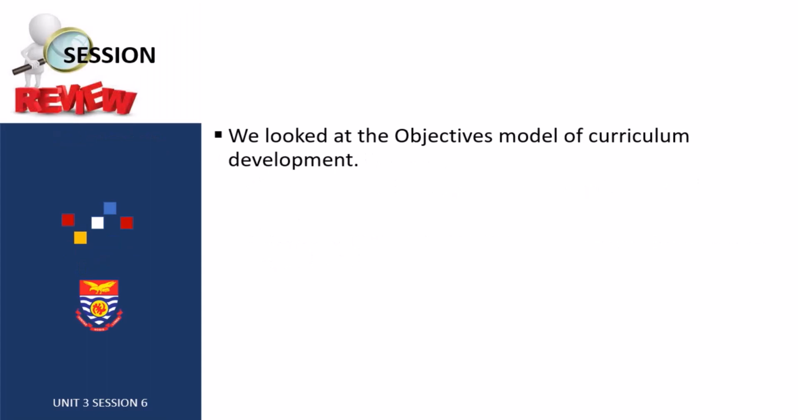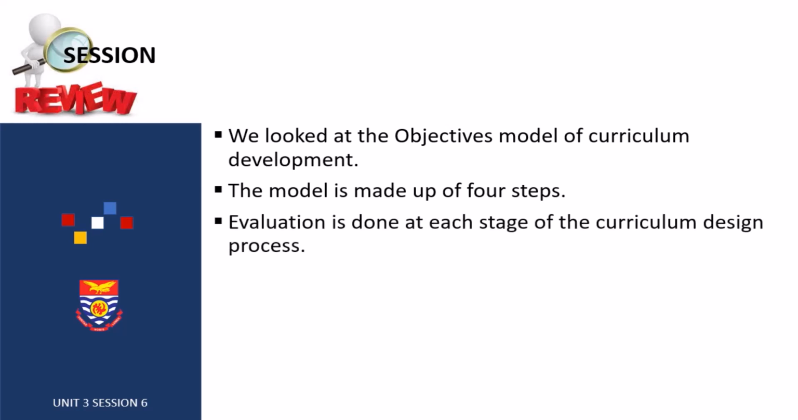Now, students, today we looked at the objectives model of curriculum development. And we saw that this model is also made up of 4 steps. And we saw that the model is in such a way that evaluation can be done at each stage of the curriculum design process. Evaluation is not a terminal process. It can be done at every point in time to ascertain whether we are indeed working towards achieving the general aims of education.